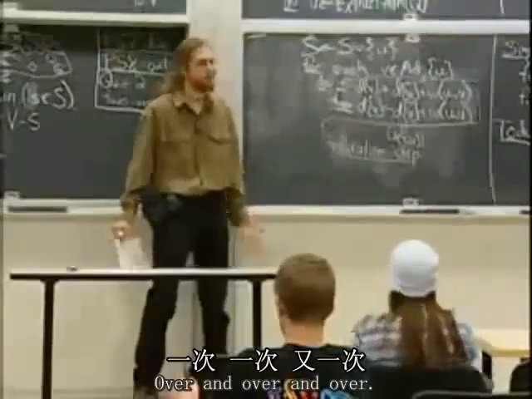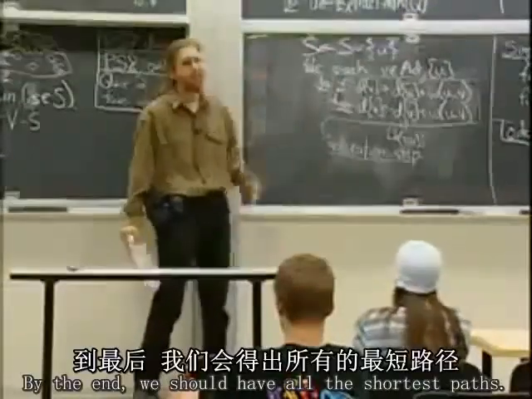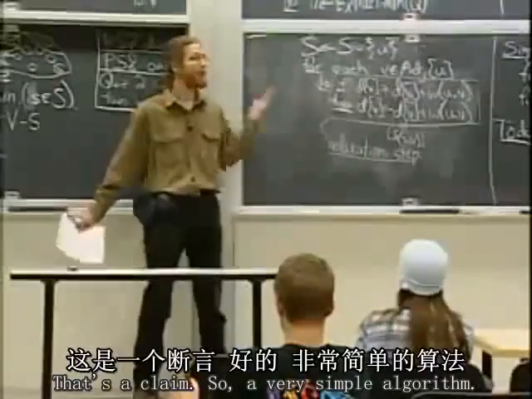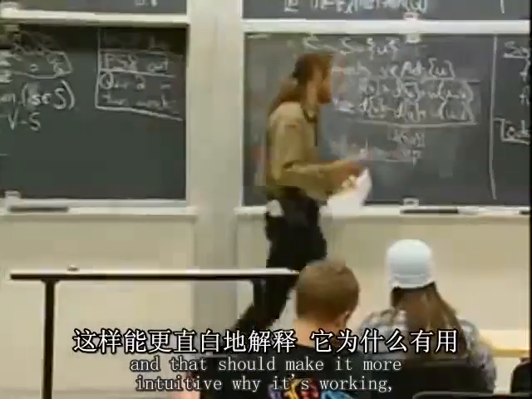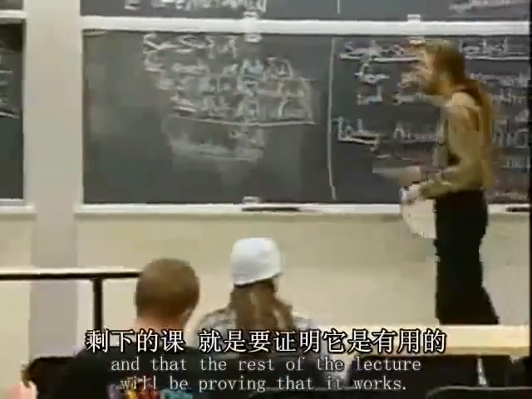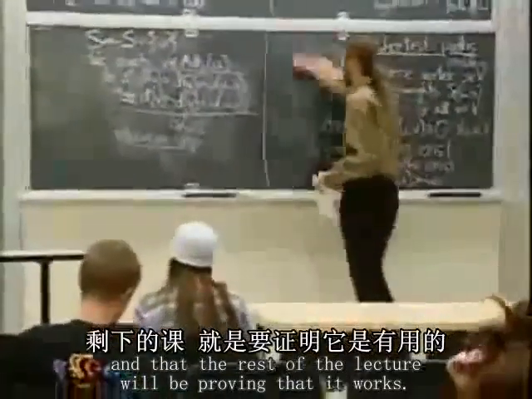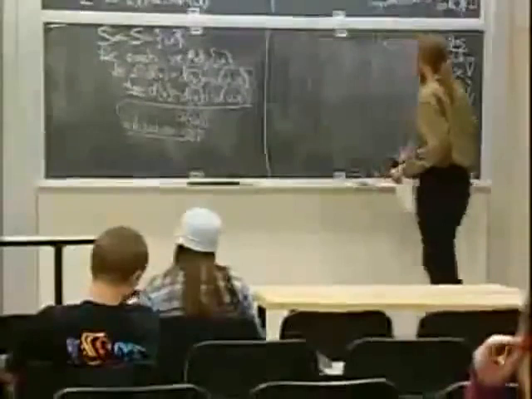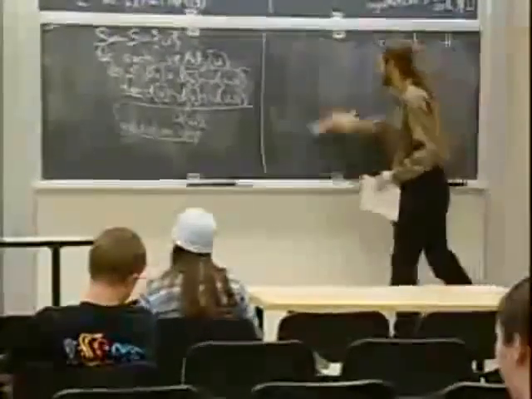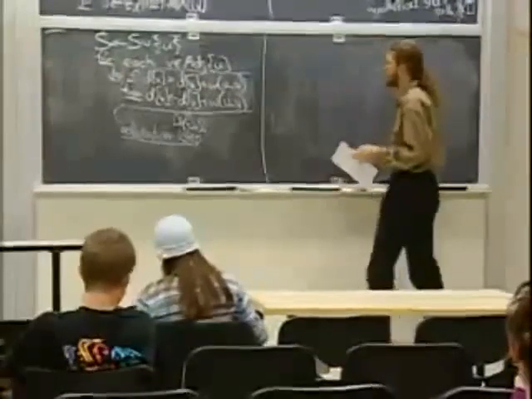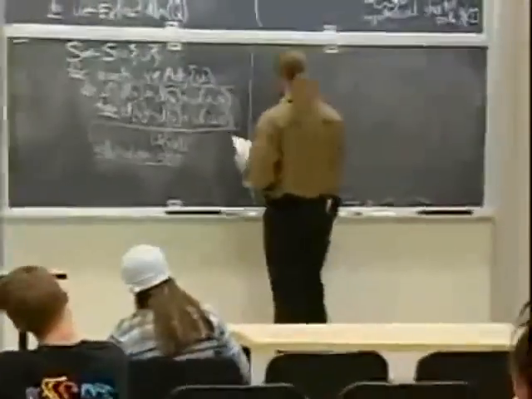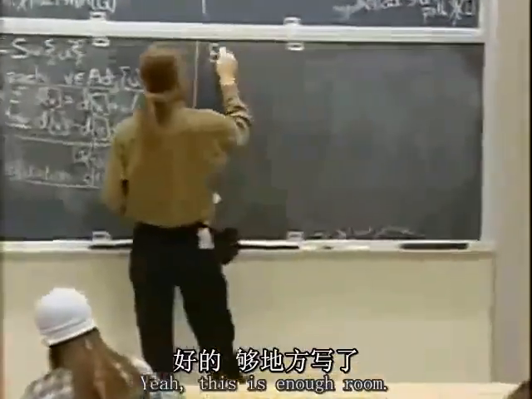Over and over and over. And by the end, we should have all the shortest paths. That's the claim. So it's a very simple algorithm. Let's try it out on a graph, and that should make it more intuitive why it's working. Then the rest of the lecture will be proving that it works. Yeah, this is enough room.